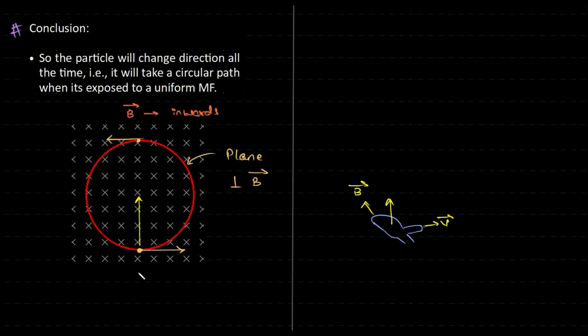If it was the other way around, it would have to take a circular motion in the opposite way. So I was just trying to figure out the direction of the velocity. The particle will be moving anti-clockwise. So that will be the direction of force.